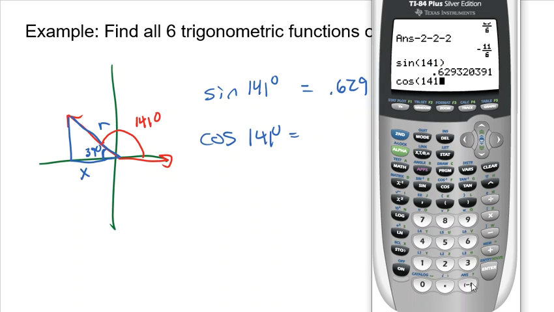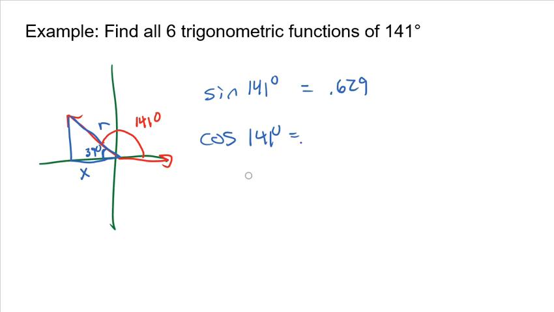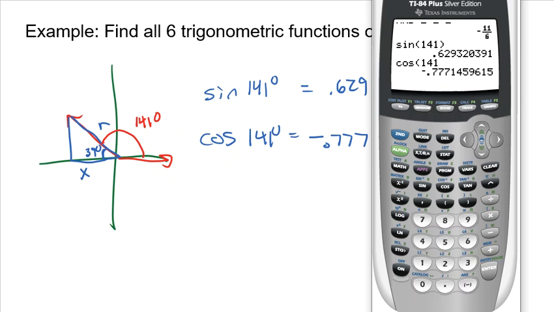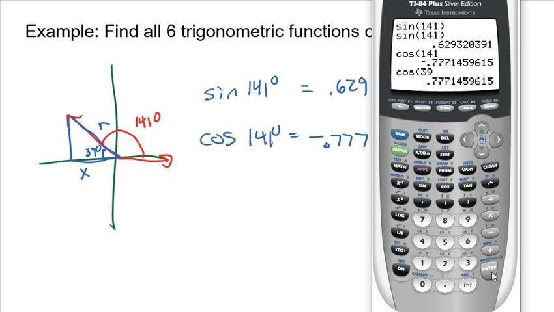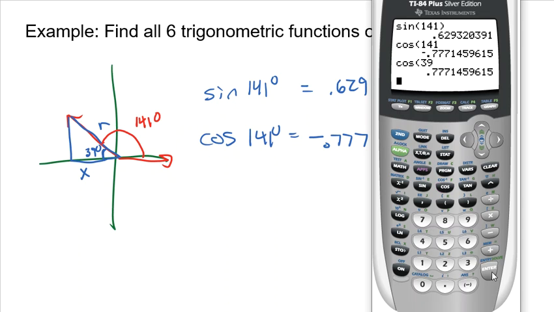Cosine of 141 degrees is negative 0.777. Again, the last problem was 45 degrees, which I know and love, which is why I was able to find exact values. Here I can't because it's just not one of the values I love. And that's okay. But I want to show you something else about reference angles. Remember, I told you that 39 degrees and 141 are clearly linked. Check this out. Cosine of 39 degrees: oh my gosh, 0.777. But why is the 141 negative? Because I'm in quadrant 2. So that's why the quadrant you're in matters tremendously.